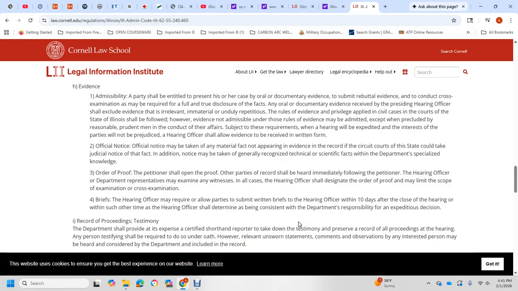It may be admitted if it is reasonable and prudent, meaning the conduct of the affairs is subject to the requirements of the hearing, to expedite it in the interest of the parties. The hearing officer may receive evidence in written form.